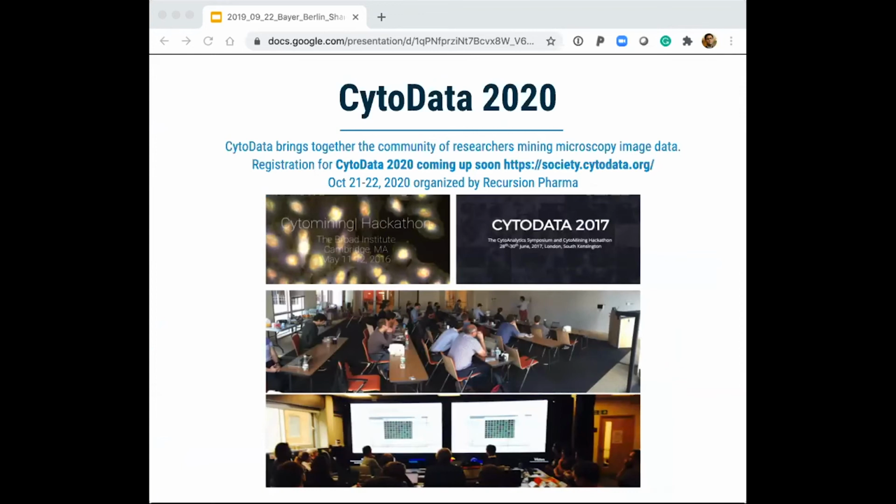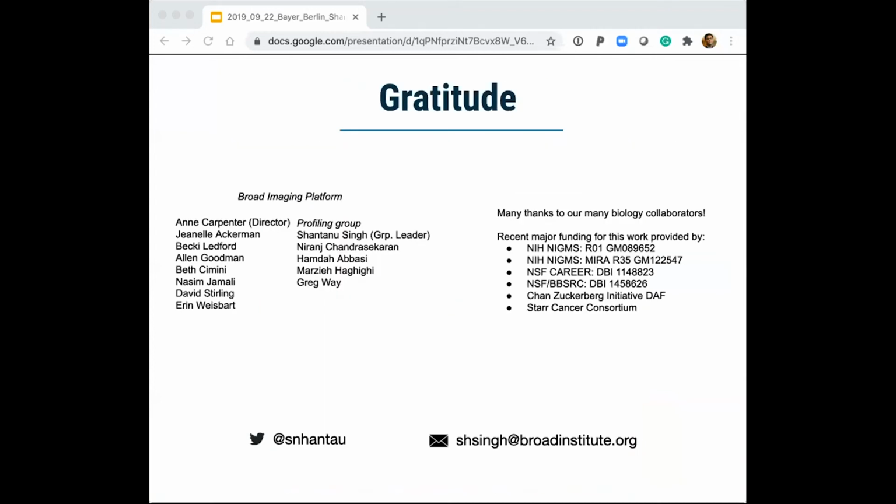If any of this interests you, do reach out, but also consider attending CytoData 2020, which is just a month from now, and it's virtual. It's a symposium that's in its 5th year and running, which focuses on problems in image-based profiling. And I'm super excited that Recursion Pharma will be the ones organizing it this year. So with that, I would like to thank everyone who's contributed to these exciting projects, and I am happy to take questions.